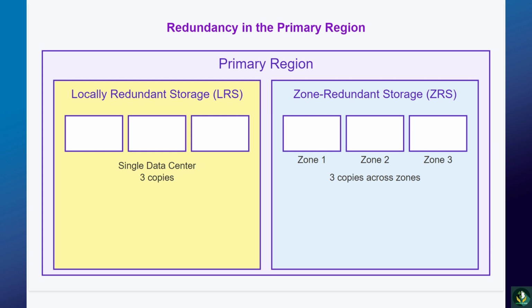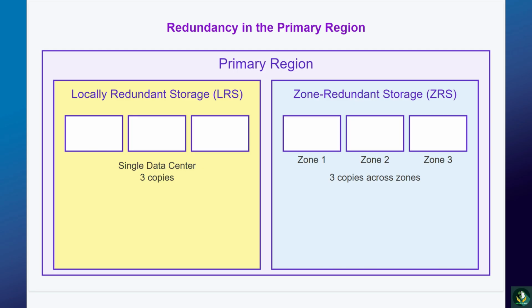This option spreads your data across 3 availability zones within the primary region. Each zone is an independent data center with its own power, cooling, and networking infrastructure. This is depicted by the 3 separate rectangles, each labeled as a different zone. ZRS offers higher availability and durability compared to LRS, as it protects against data center level failures.